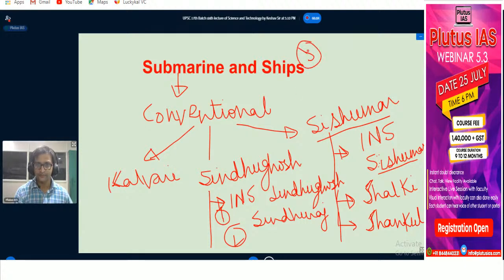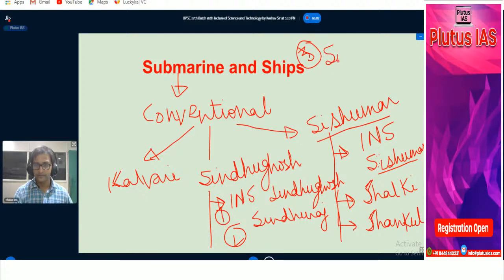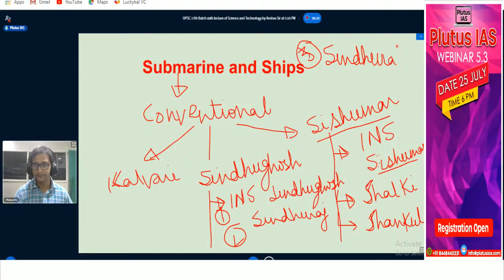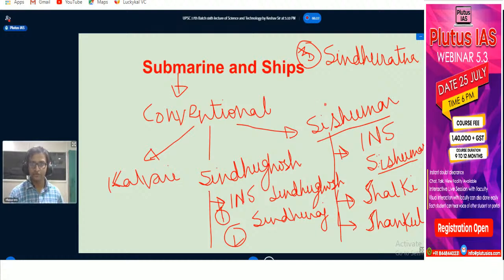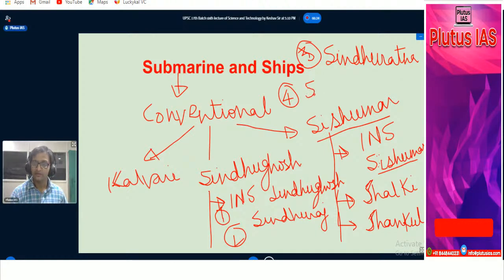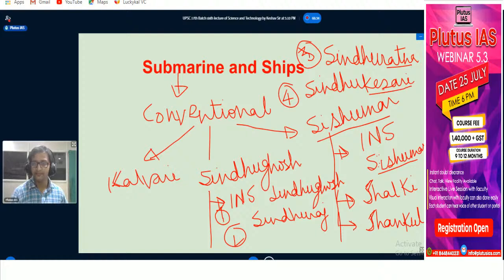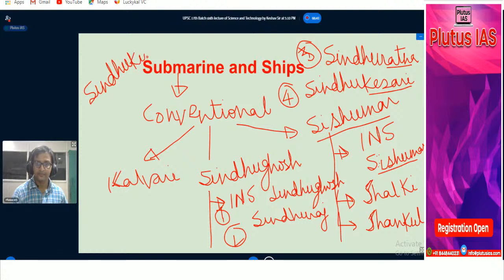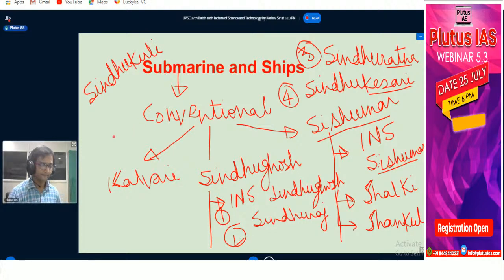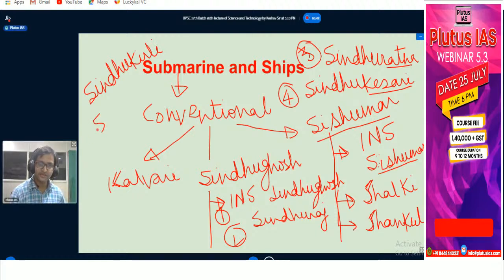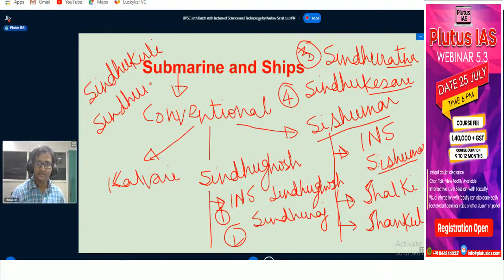Sindhu Ratna. Name starting from Sindhu will come under Sindhu Ghosh. Then we have Sindhu Keshri, Sindhu Kesri. Sindhu Ratna, Sindhu Kesri. Then we have Sindhu Kirti. And last one is Sindhu Vijay.